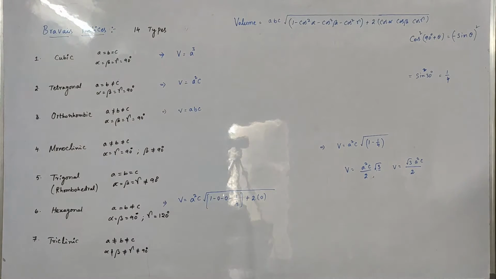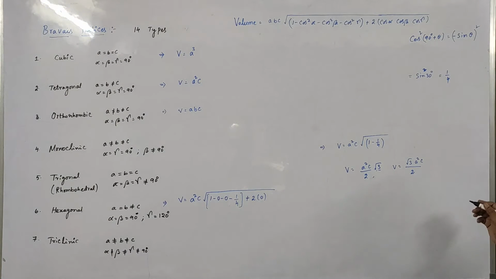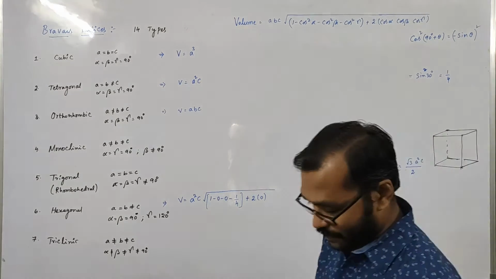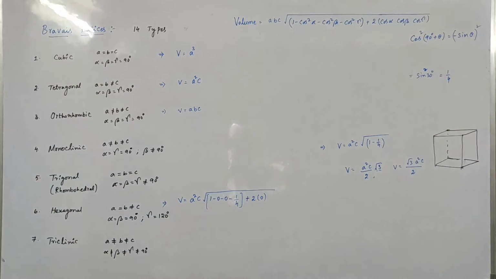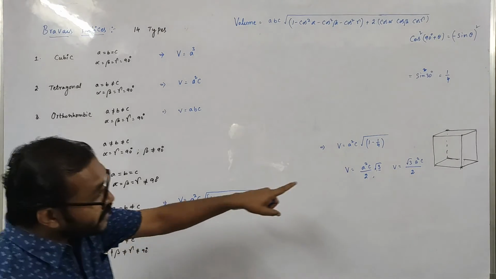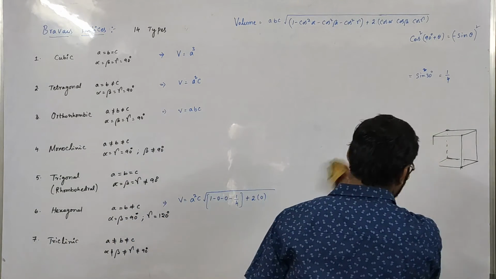Right? Actually, this is the geometry of this structure. So you will get 3 times of this value. Actual hexagonal is 3 times of the value. Now let me explain it again. See this.